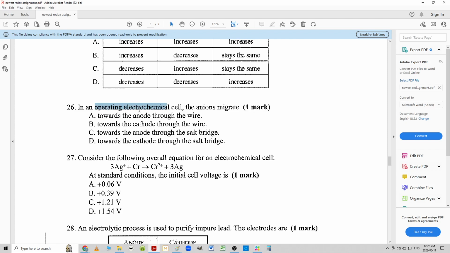Operating in the electrochemical cell, the anions always migrate towards the anode. Cations always migrate towards the cathode, and the wire is always just the source of where the electrons move. The ions, anions, and cations stay in solution. And yeah, through the salt bridge.